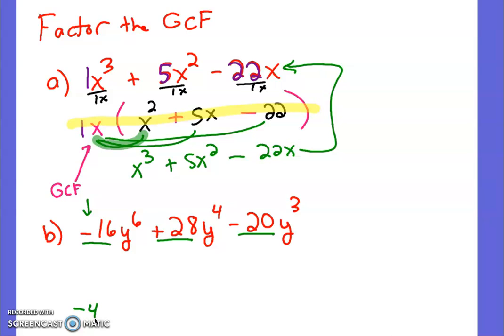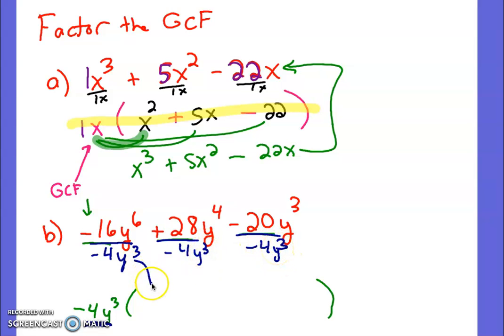And notice your y's. What's common between all the y's? Well, again, the lowest exponent is going to give it to us. It's y to the third power. They all have 3 y's. So what I'm going to do is factor that out. And factor literally means division. So I'm going to literally divide this by the GCF that I have there. So I'm going to divide this by negative 4y cubed, negative 4y cubed, and negative 4y cubed.